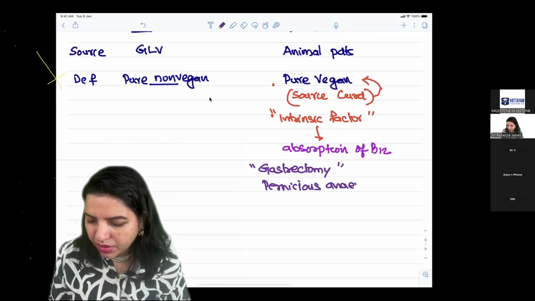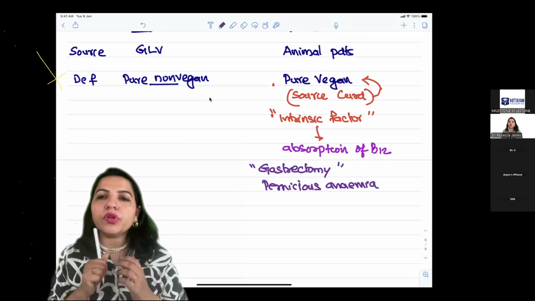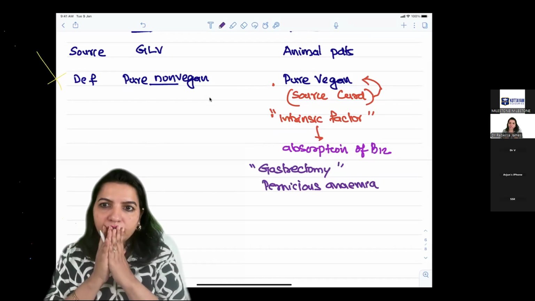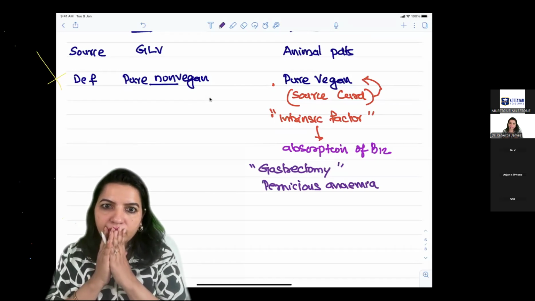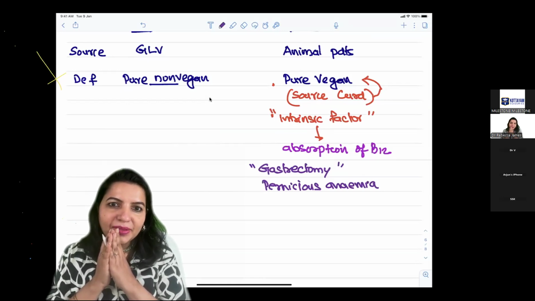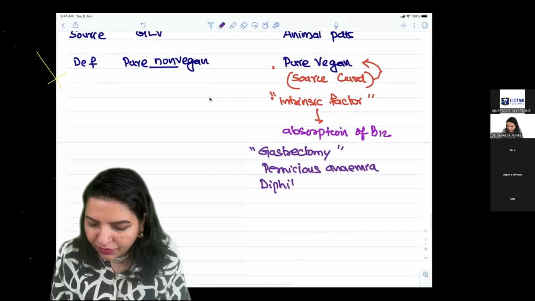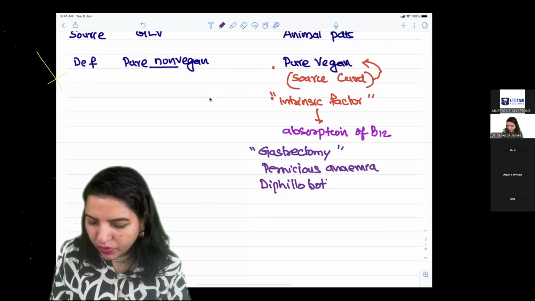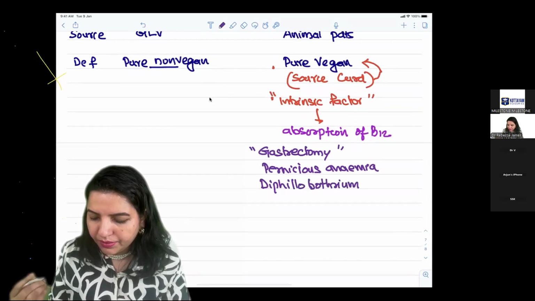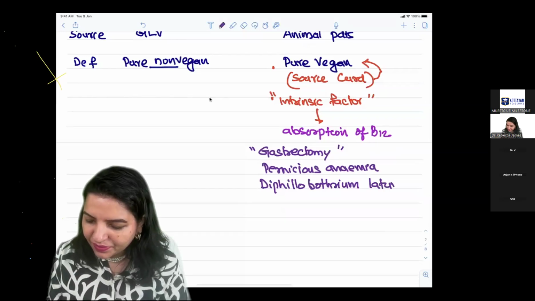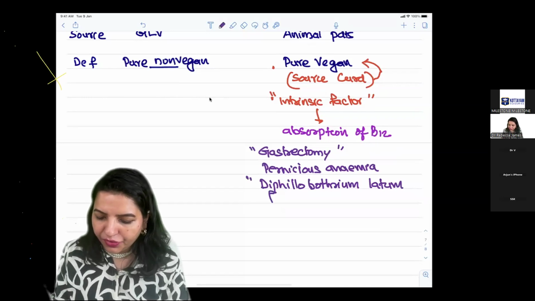Pernicious anemia. Then there is a parasitic infestation. Hookworm. Yes, latum, latum. What latum? I don't know whether the spelling is wrong. Anyway, Diphyllobothrium. Please correct any spelling mistakes. Yes, latum. That is a fish type worm.